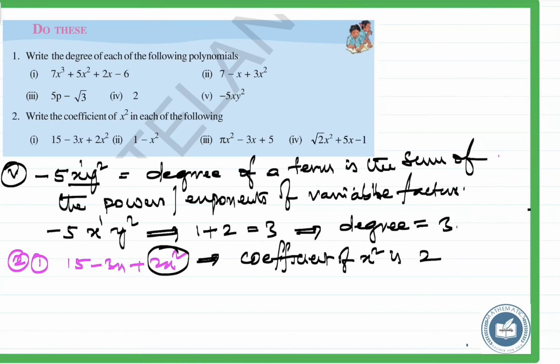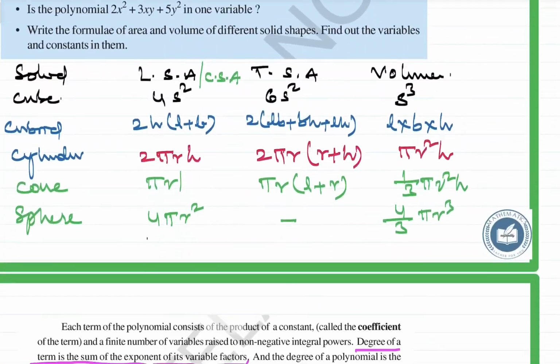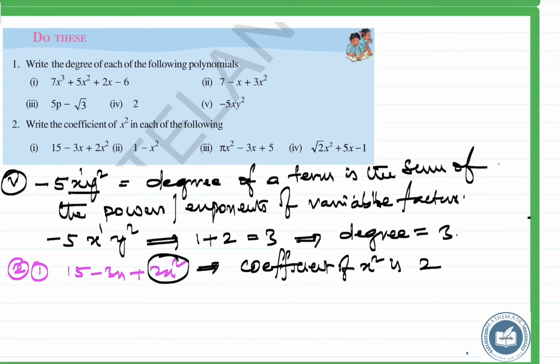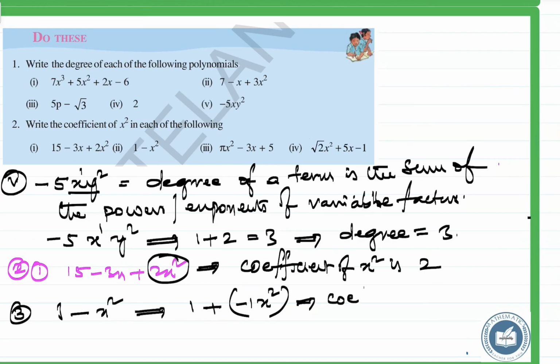Similarly, next, 1 minus x square. Here you can write 1 plus minus 1 x square. So what is the coefficient here? Coefficient of x square is equal to minus 1.